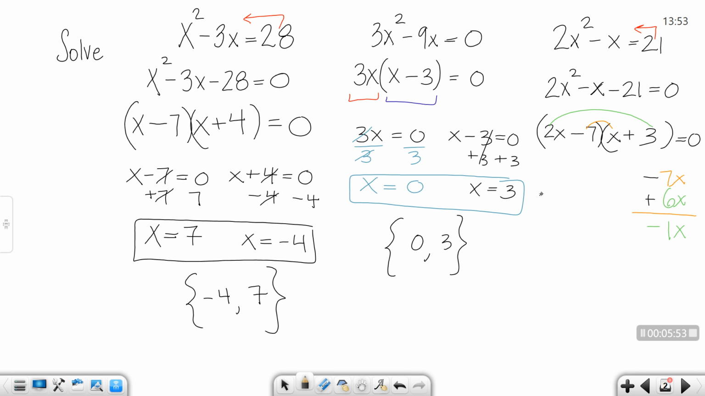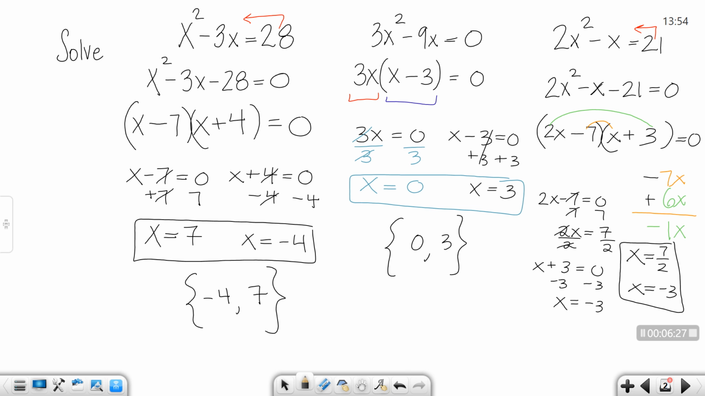Once I get it factored, I'm going to set 2x minus 7 equal to 0, and I'm going to set x plus 3 equal to 0. So I'll move the 7. 2x would equal 7. I'll divide that by 2, and so x would equal 7 halves. In a hard trinomial, you will get a fraction answer. In the second one, I'll move my 3 over, so x would equal negative 3. Those are your two answers. You could also write it as a set: negative 3 and 7 halves.